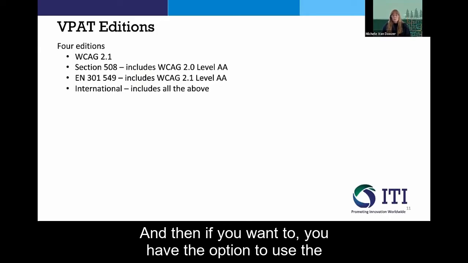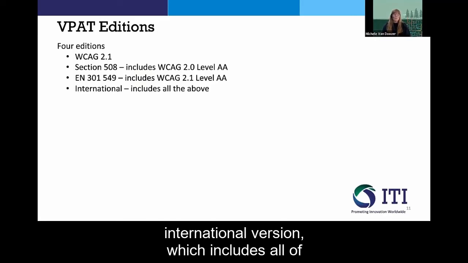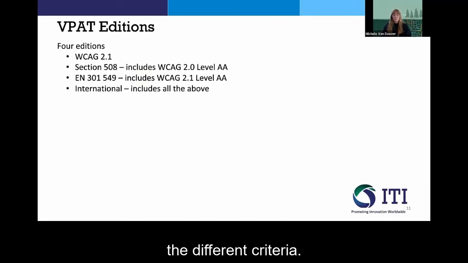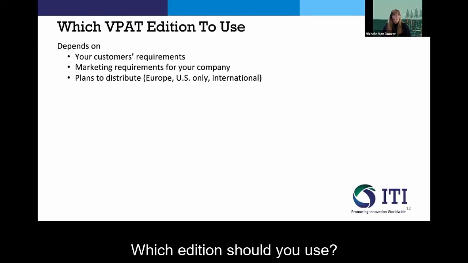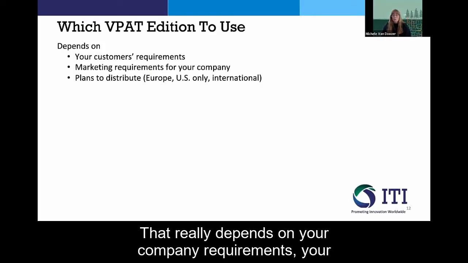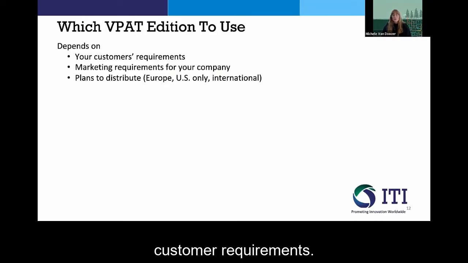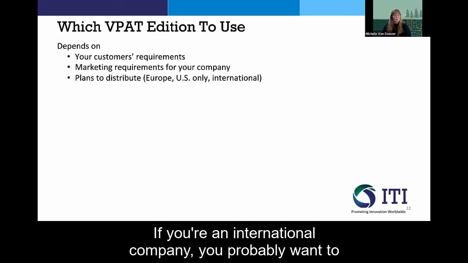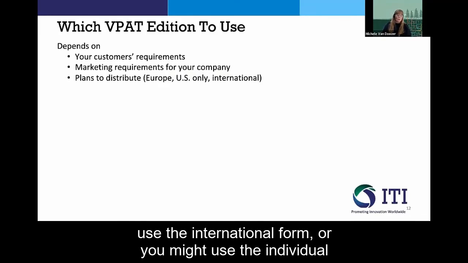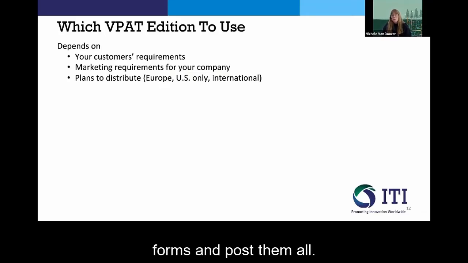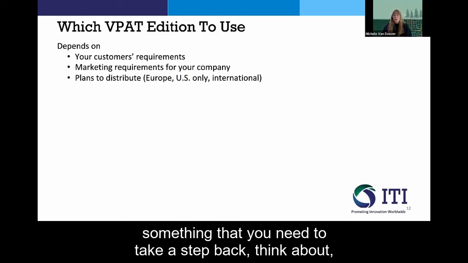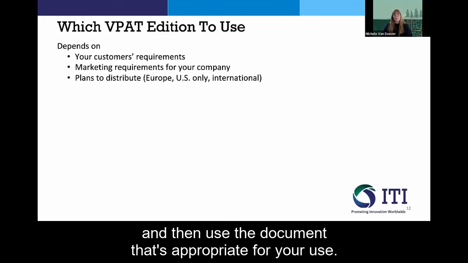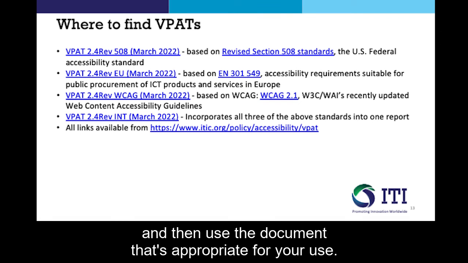And then you have the option to use the international version, which includes all of the different criteria. That way it's all information in one file. Which edition should you use? It really depends on your company requirements, your customer requirements. You need to look at things such as where are your customers? If you're an international company, you probably want to use the international form, or you might use the individual forms and post them all. It's totally up to your decision, but you need to take a step back, think about it, and then use the document that's appropriate for your use.